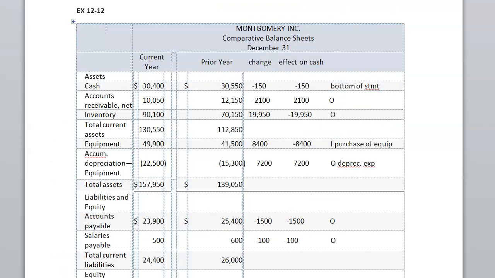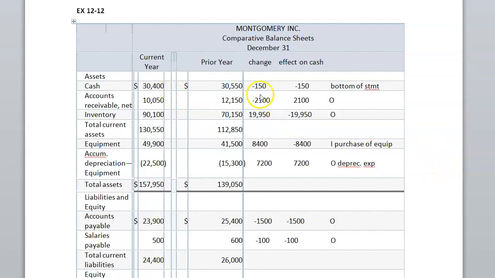The next problem is a little bit more complex, exercise 12-12, where we're given comparative balance sheets. We have more than 1 year, and we need to prepare the cash flow. So what I've done is I have added some columns to determine the change in the account and the effect on cash from that change. Then I've also noted which section of the cash flow statement they would be in, and I added a couple notes. So I did this more of a strategy just to determine the amounts, and then from this information we're going to prepare the cash flow statement.